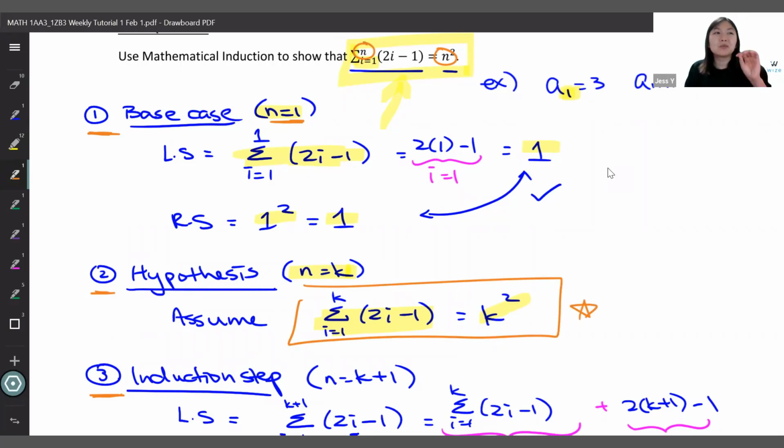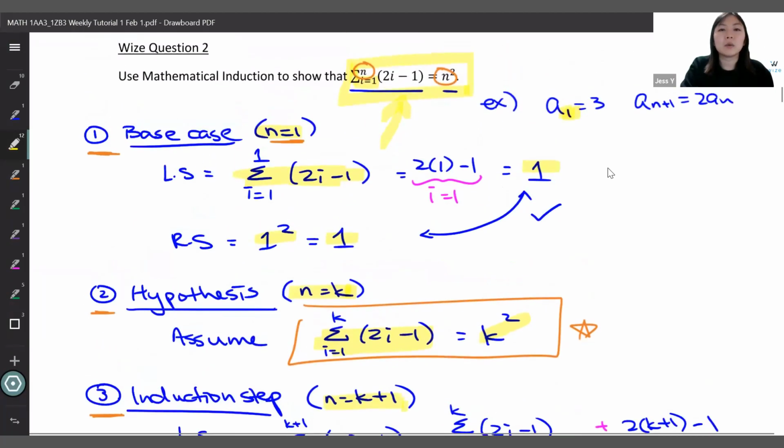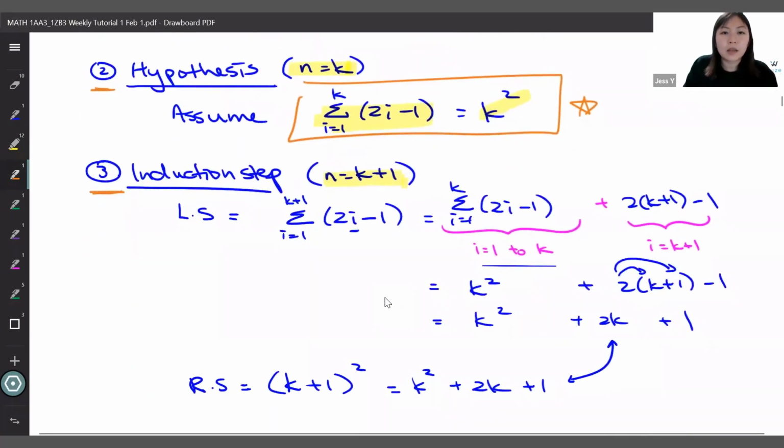And then step three is where the hard work comes in. Step three, we are going to let n be k plus 1, and then we want to show that left side equals right side. So that's exactly what I did here. I took the left side of the equation and I replaced the n with a k plus 1. So we ended up with this. And then I want to show that it equals the right side.